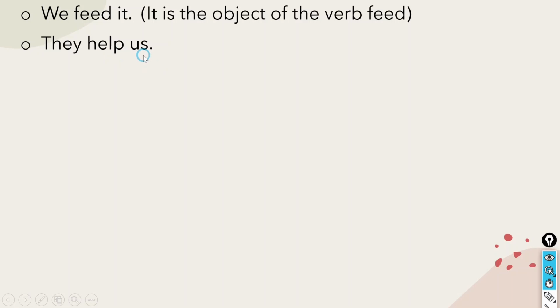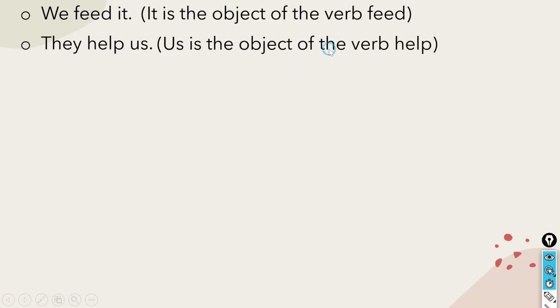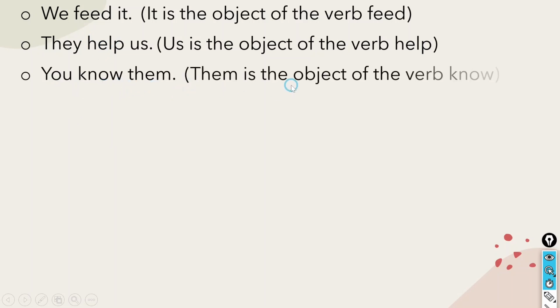Us is the receiver. So us is the pronoun and the receiver of the help, or to which help is directed. They help us. So us is the object of the verb help in this sentence. Then, you know them. So them is the object of the verb know.